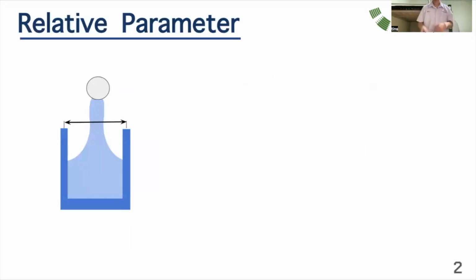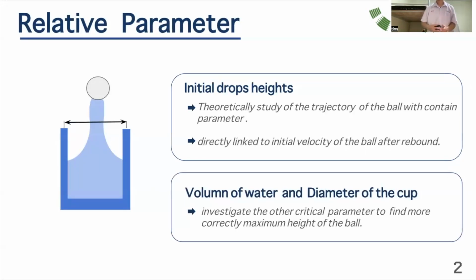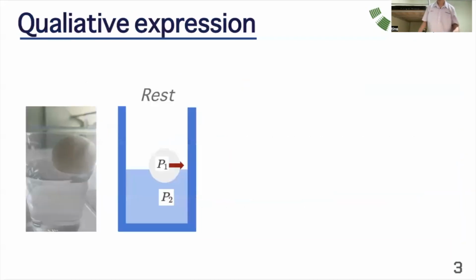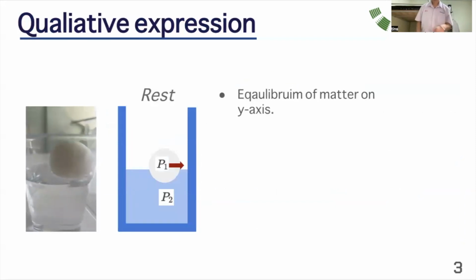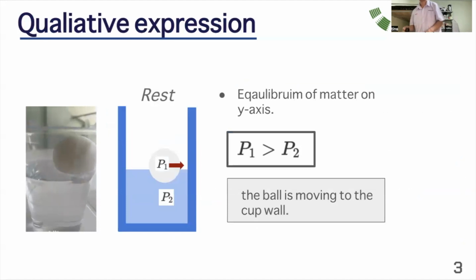Our model contains the parameters: firstly, the initial height, a study of the trajectory of the ball, and then we investigate the parameters close to the ball to obtain the volume of water limited in the cup. Let's explain our model first. In the rest frame of the model, on the y-axis, the pressure difference between the ping-pong ball and the water will cause the ball to move out of the cup.